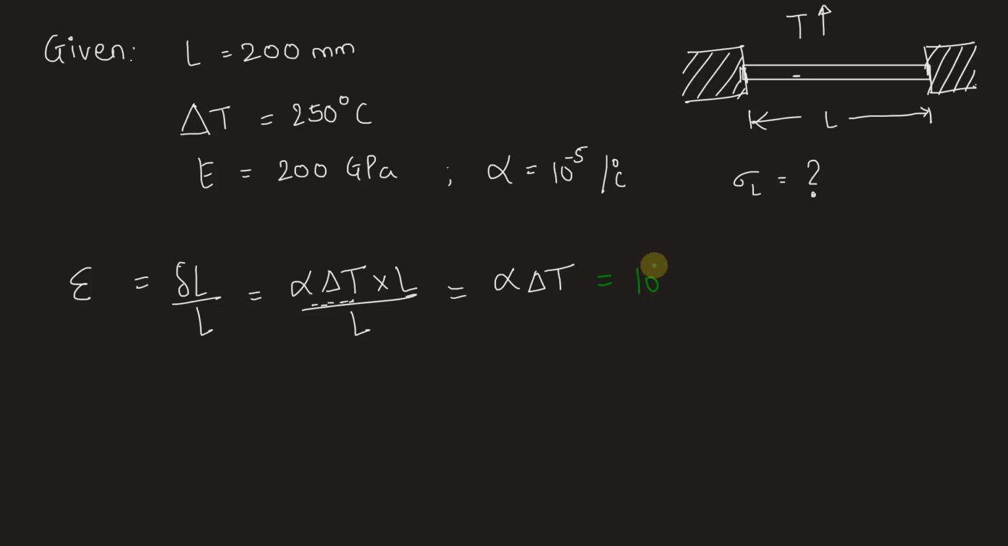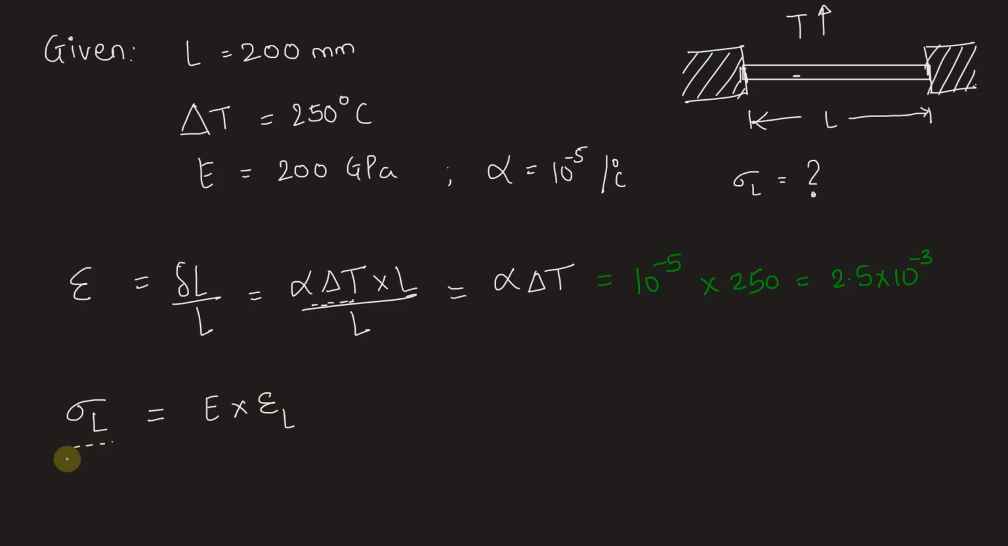Alpha is 10 to the power minus 5 and delta T is 250. Therefore strain is 2.5 into 10 to the power minus 3. We know the strain. We can find out stress using Hooke's law. Stress in longitudinal direction will be equal to E, Young's modulus, into strain in longitudinal direction.